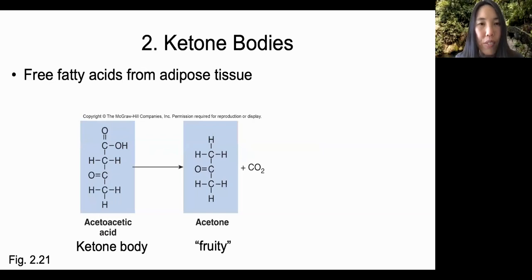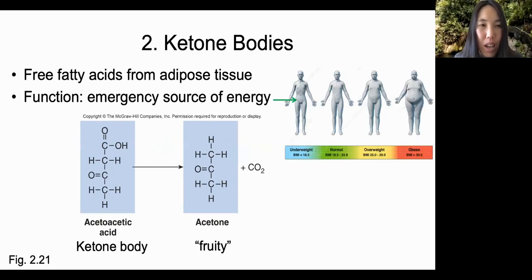Next, we have ketone bodies. They are free fatty acids from adipose tissue or fat tissue. And importantly, they are only an emergency source of energy. In other words, if you are healthy and in a normal BMI range, you should not have any ketone bodies present in your system. And we will discuss more about why later.